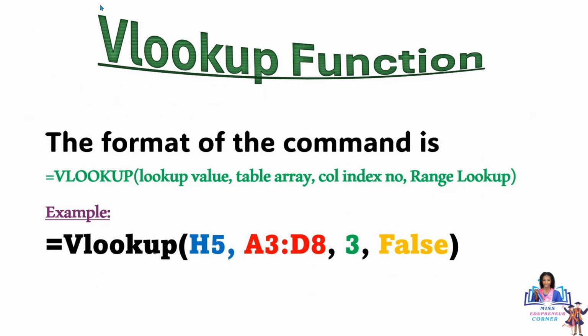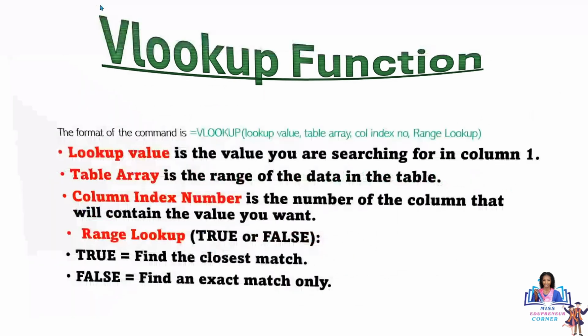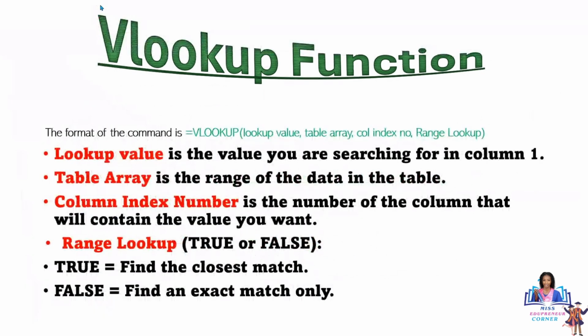So what do we mean by lookup value, table array, column index number, and range lookup? The lookup value is the value you are searching for in the first column. The table array is the range of the data in the table. Remember, a range is a group of cells in a spreadsheet that has been selected or highlighted. The column index number is the number of the column that will contain the value you want.